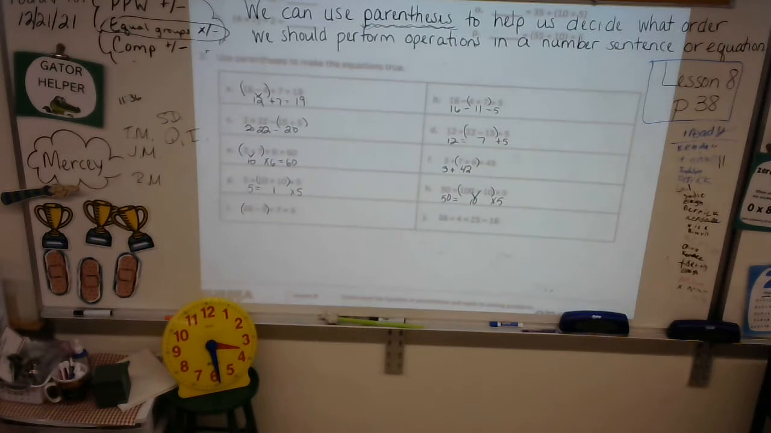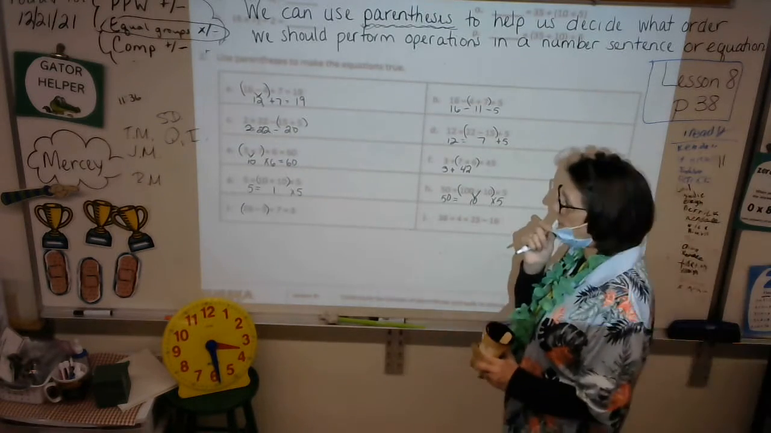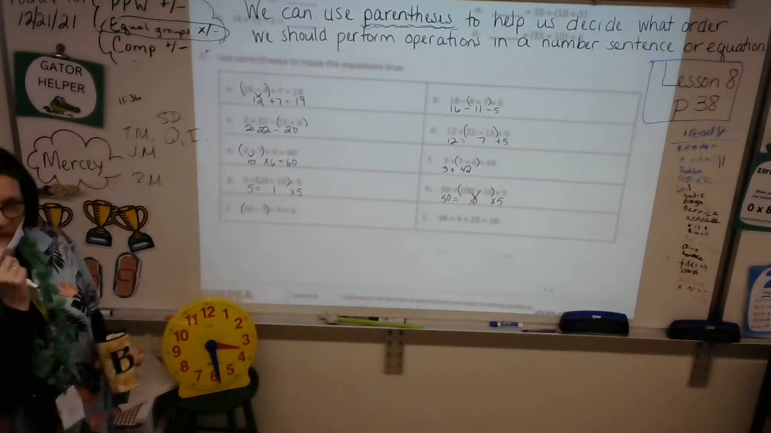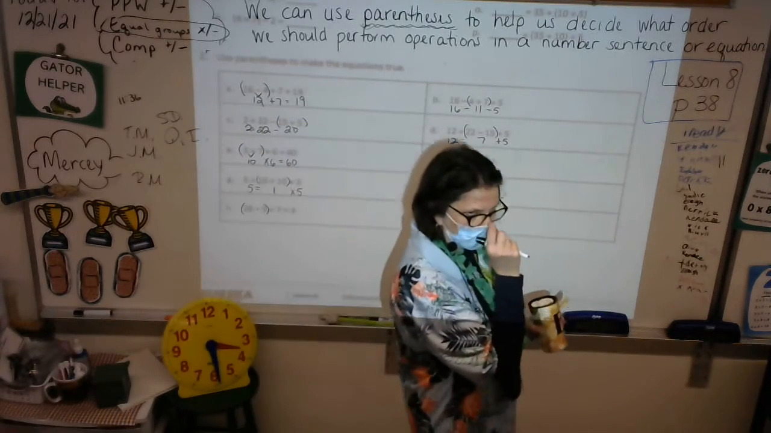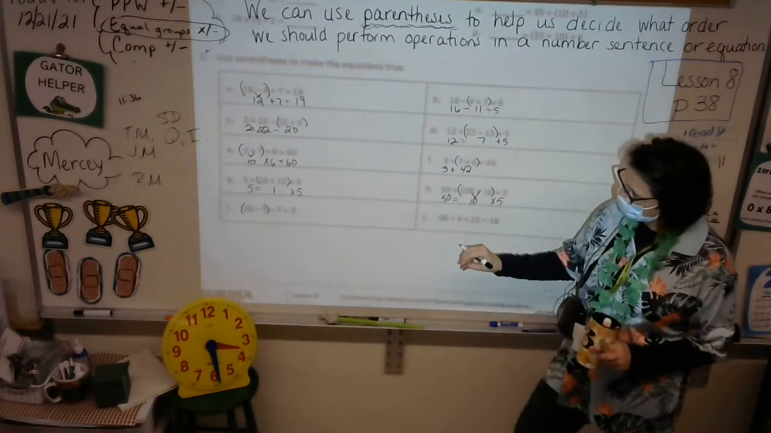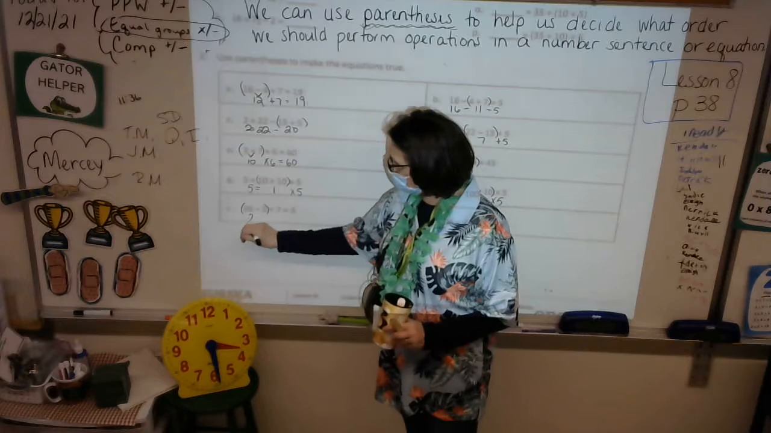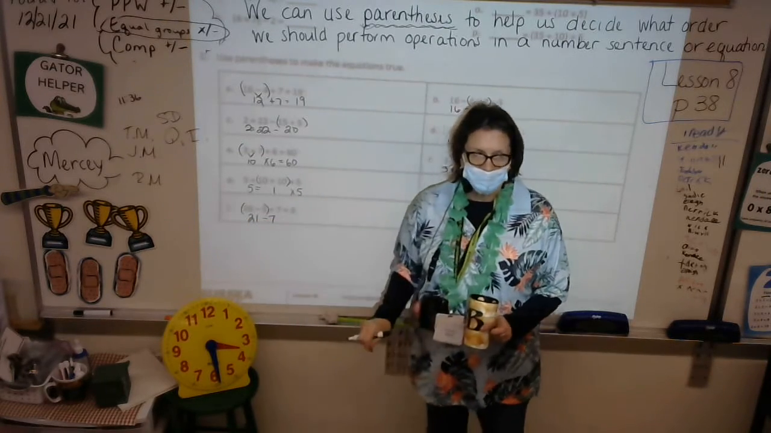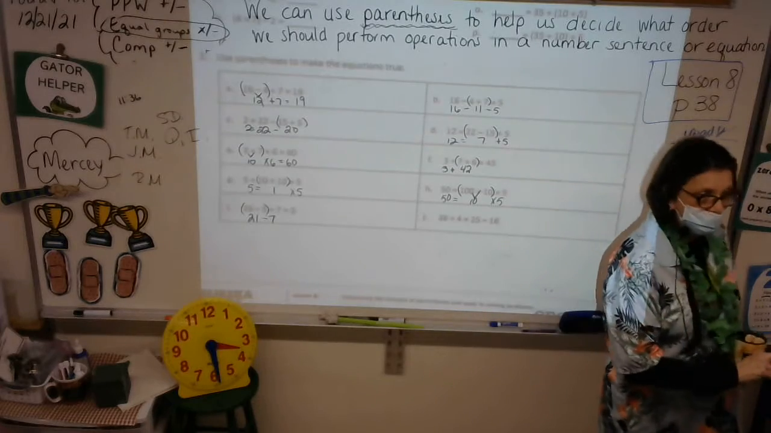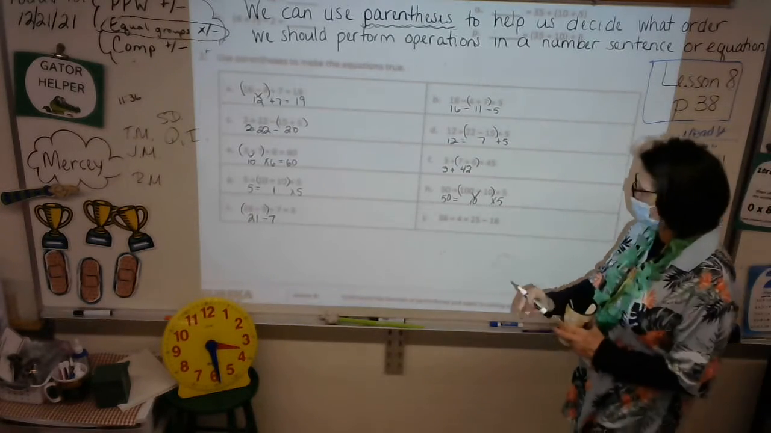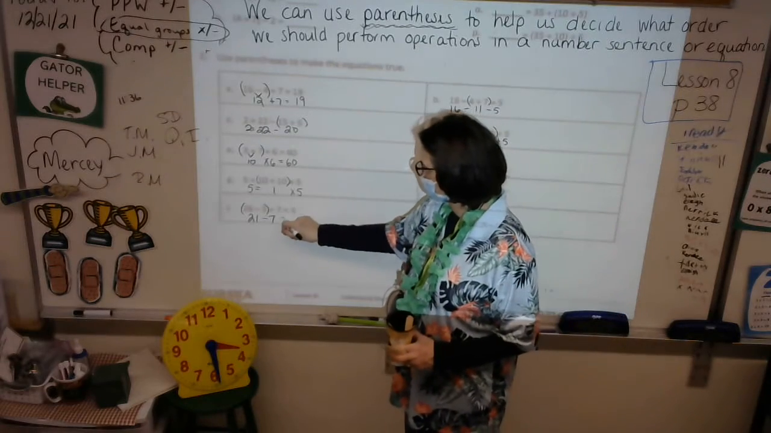You need to quit yelling out, Yvonne. What is 26 minus 5, Kendall? And then we have to say 21, we've got to bring down our divided by 7. Is 21 divided by 7 3, class? 7, 14, 21. So we make that one true.